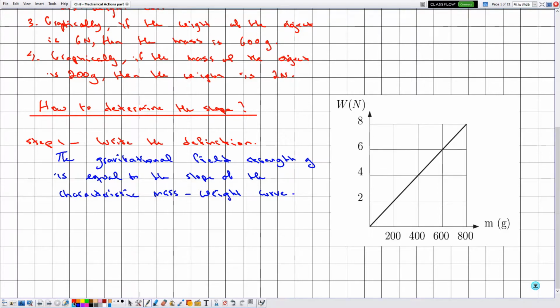Now the next step, which is step number 2, is to choose 2 points belonging to the curve, and choose any 2 points on the curve.